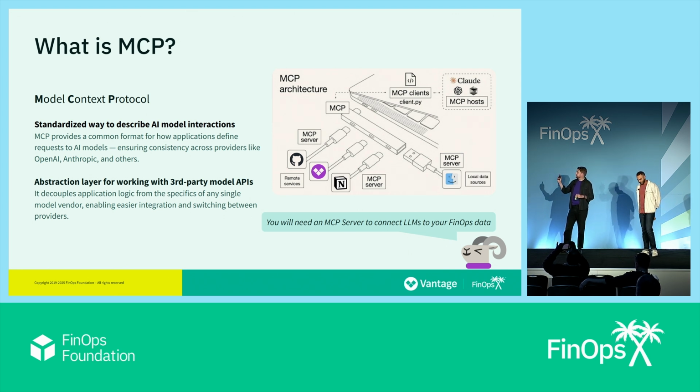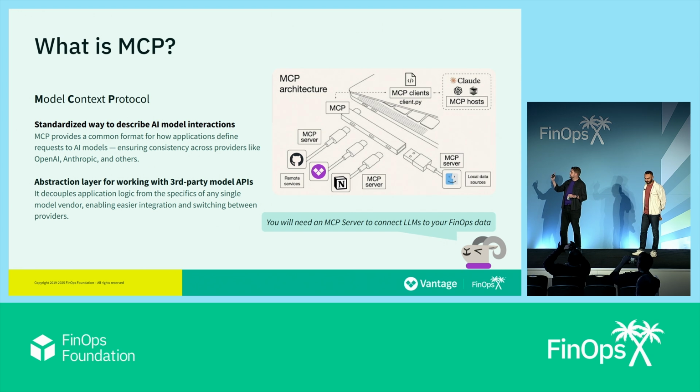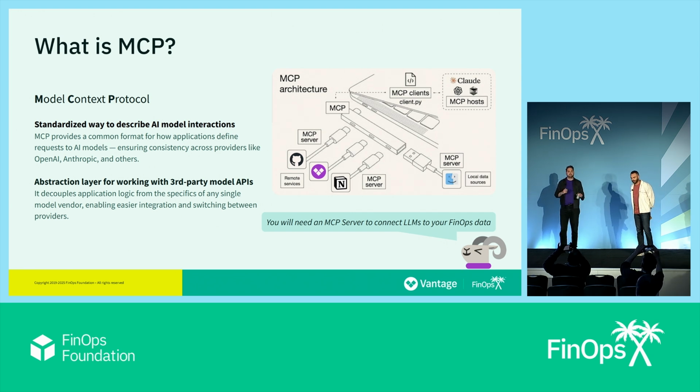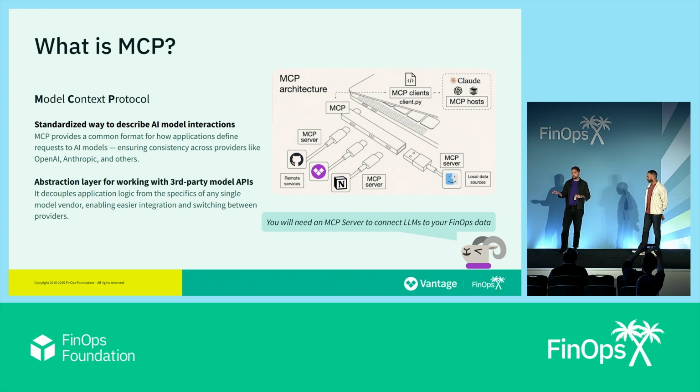And so in the graphic there, the examples we have are like GitHub, Vantage, Notion. An example of something that MCP enables is you could ask the LLM to grab data from a GitHub repository and then create a corresponding page in Notion and kind of do all of the interesting things you can do with LLMs in between.